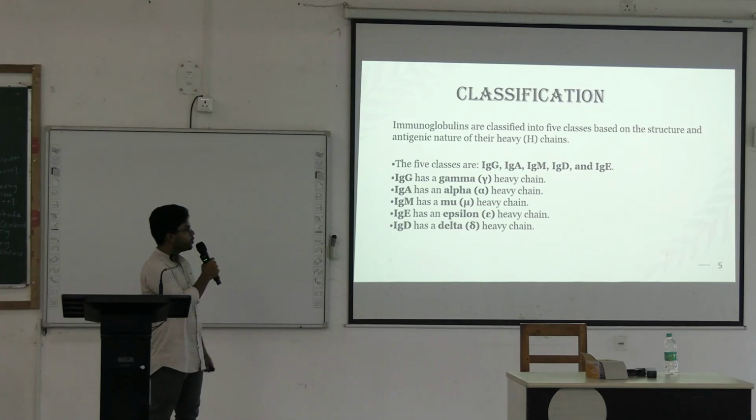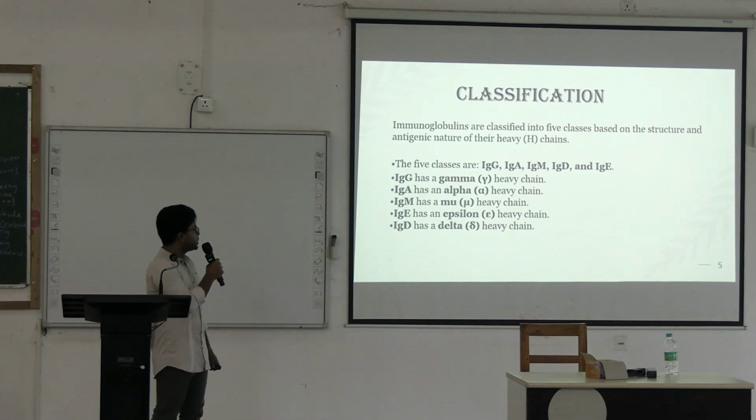Immunoglobulins are classified into 5 classes based on their structure and the antigenic nature of the heavy chains. Our 5 classes are IgG, IgA, IgM, IgD, and IgE. IgG has gamma heavy chain, IgA has alpha heavy chain, IgM has mu heavy chain, IgE has epsilon heavy chain, and IgD has delta heavy chain.